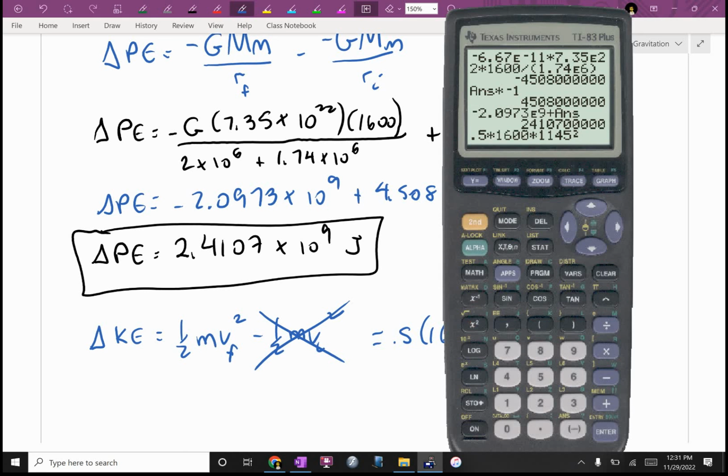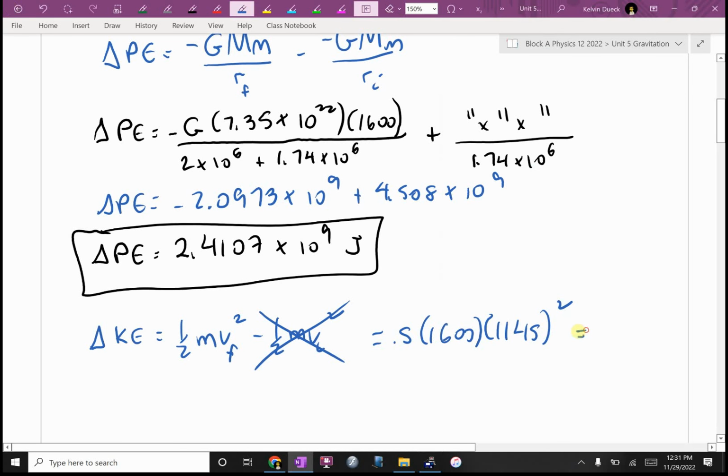Don't forget the squared. And I got 1.0488 times 10 to the 9th.